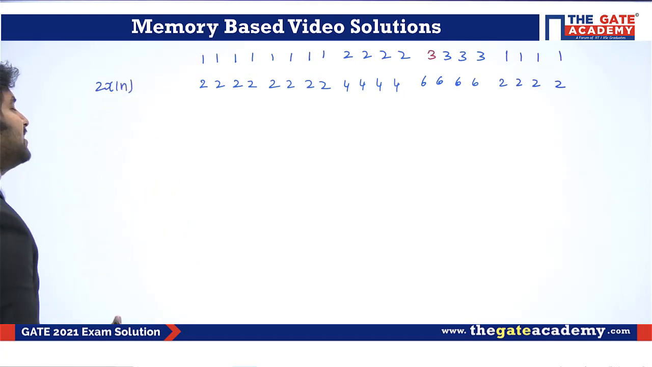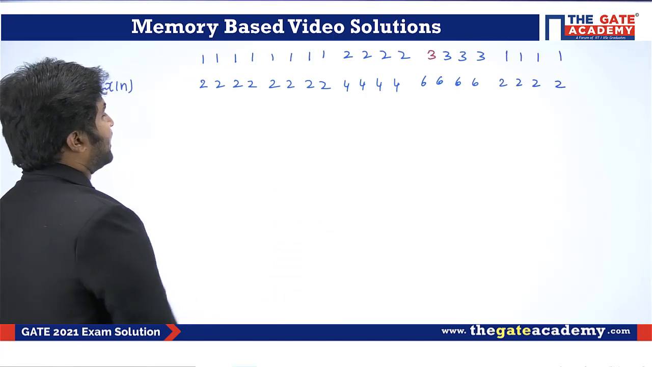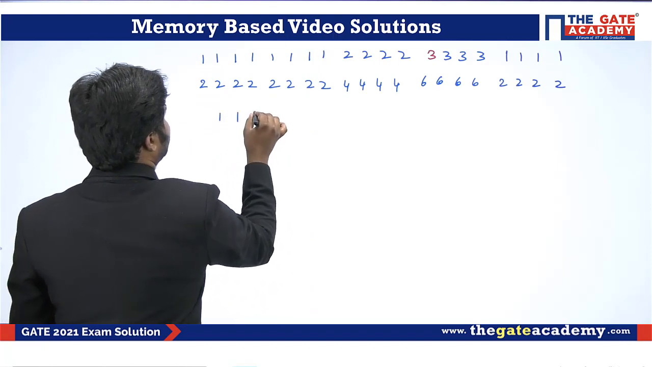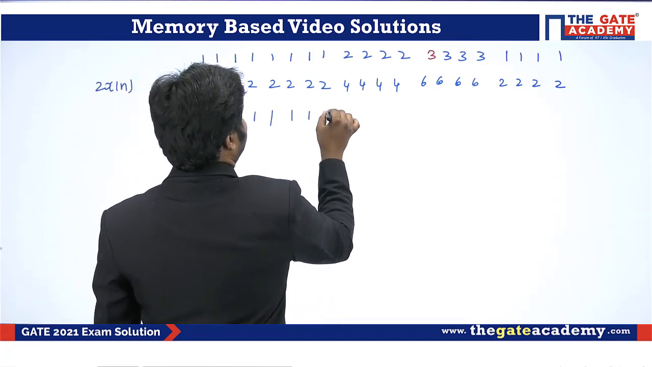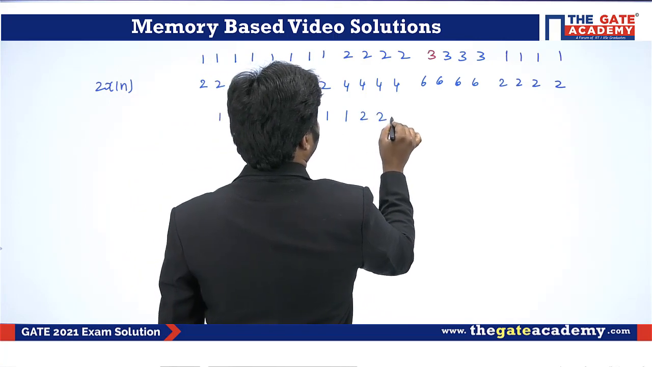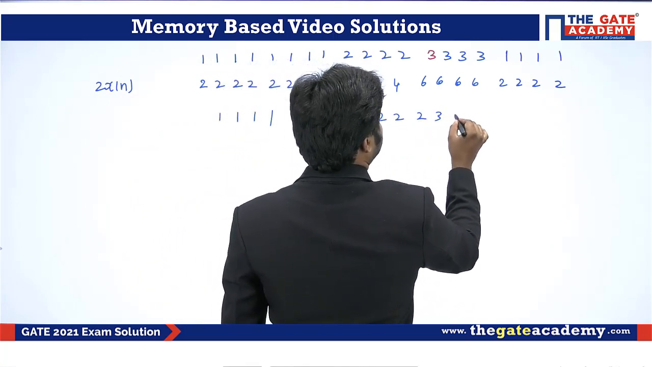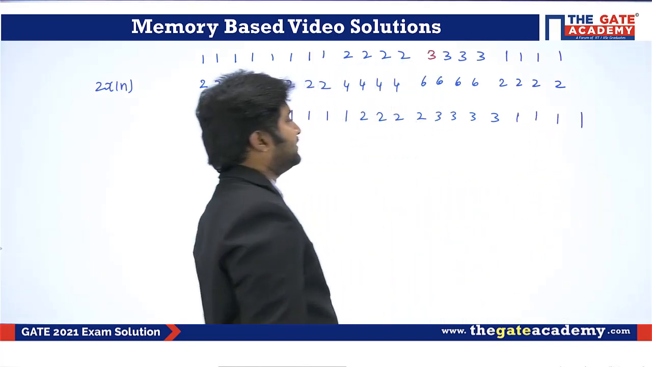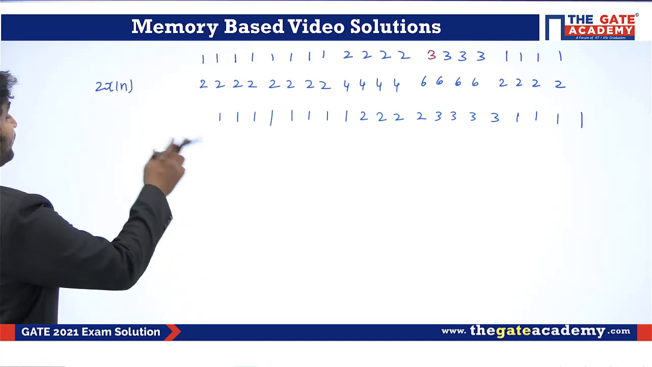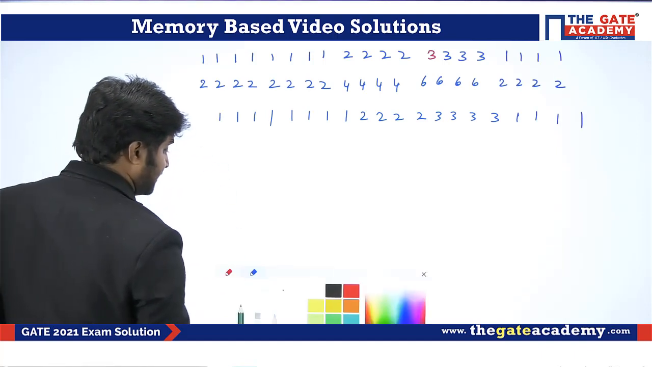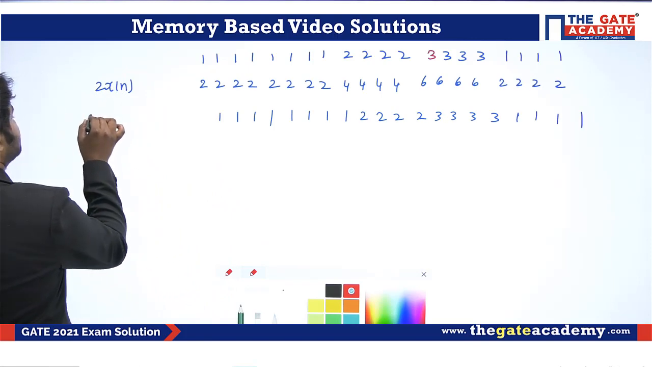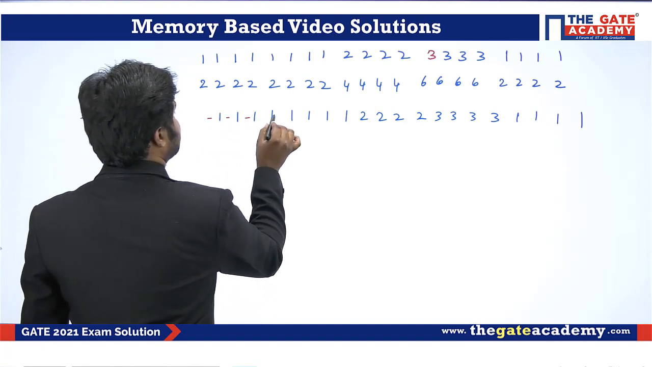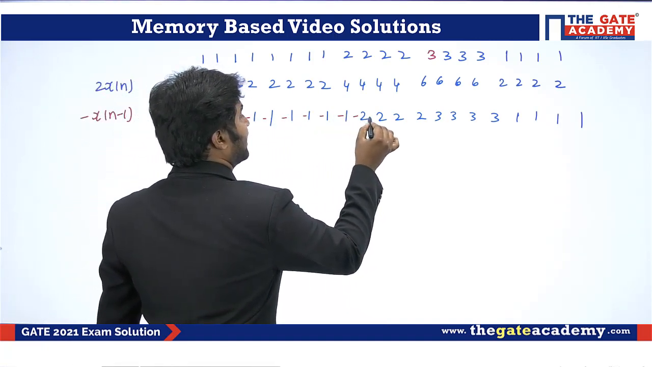And then I have x of n minus 1. It means that it is a delay. So let me write here 1, 1, 1, 1, and then 1, 1, 1, 1, and then 2, 2, 2, 2, and then 3, 3, 3, 3, and then 1, 1, 1, 1. Correct? This is x of n, and this is x of n minus 1, a delay. What I want is minus x of n minus 1, which means just multiply with minus, as simple as that.